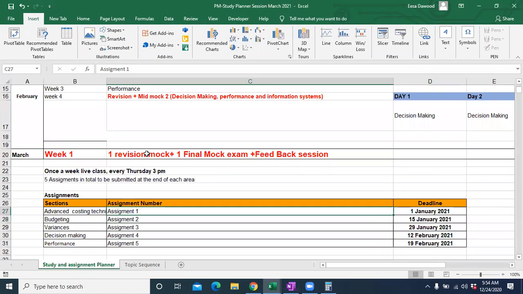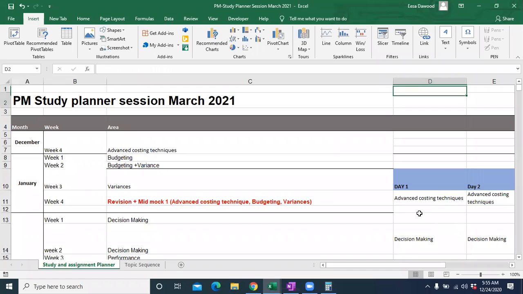As you can see here, that's my assignment plan. At the end of each section, for example, one section is advanced costing technique, the assignment is due on 1st January. And why is it important? Submit your assignments and get feedback on your assignments.